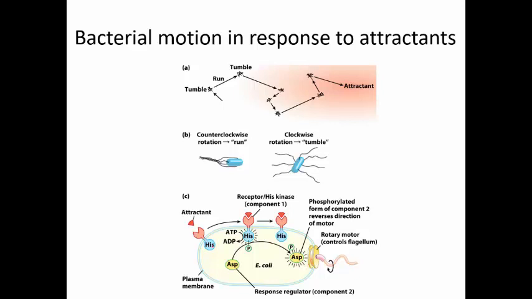So as long as the attractant is getting more concentrated, this pathway is getting turned on more and more, and we lead to more counterclockwise rotation. If it starts running in the wrong direction, the attractant will fall off because the concentration gets lower. That will slow down this pathway, the response regulator will fall off, and the flagellum will start rotating in the clockwise direction, which will cause it to tumble. So that's how these completely non-conscious bacteria can still figure out where the food is.